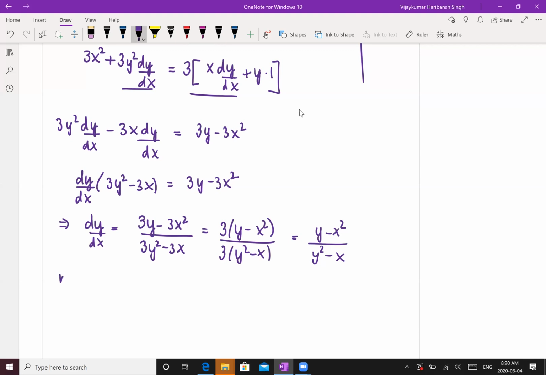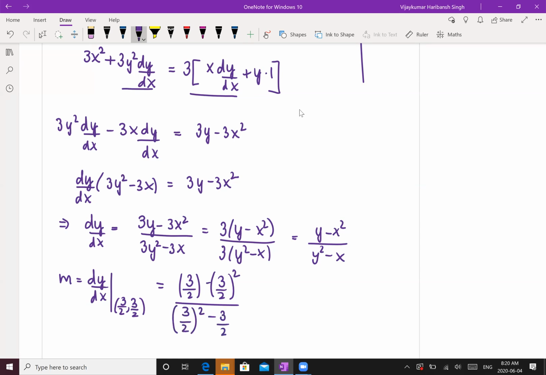Now we need to find out the slope. So m is going to be dy by dx evaluated at 3 by 2 comma 3 by 2, which is going to be, put 3 by 2 inside, so 3 by 2 minus 3 by 2 square divided by 3 by 2 square minus 3 by 2. Notice that top is not 0, bottom is not 0, but top is negative of bottom, right? So you take the minus sign out, you have 3 by 2 square minus 3 by 2 divided by 3 by 2 square minus 3 by 2, and then you can cancel these, you get minus 1. I mean, you could have calculated it and gone that route as well.